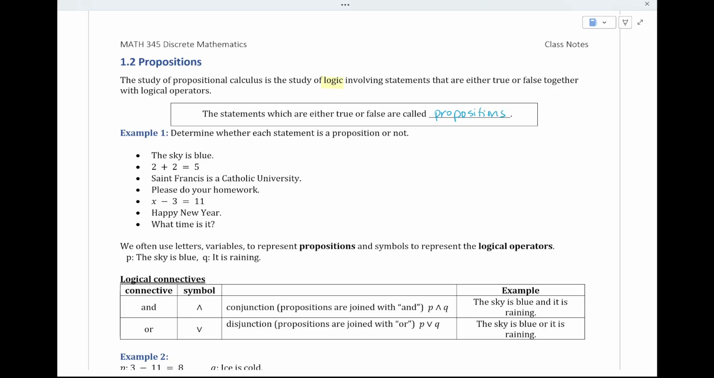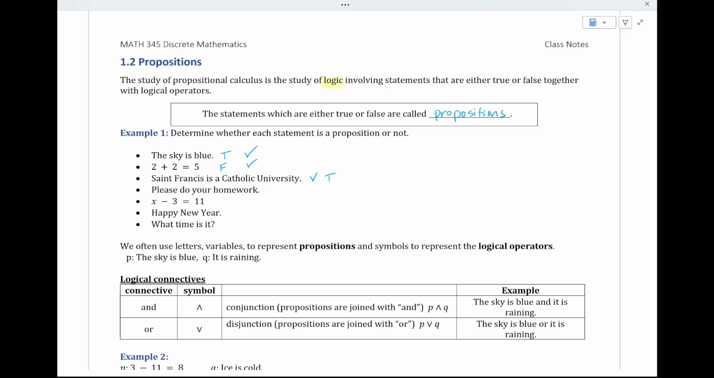Propositions. Here we have our first example. We want to determine whether each of these statements is a proposition or not. Statement number one, the sky is blue. So that statement is either true or false. Most of us would consider that that's a true statement. And so that is a proposition. 2 plus 2 is 5. This is not a true statement, but it is a statement that is true or false, and it's false. St. Francis is a Catholic university. That is also a proposition, also true.